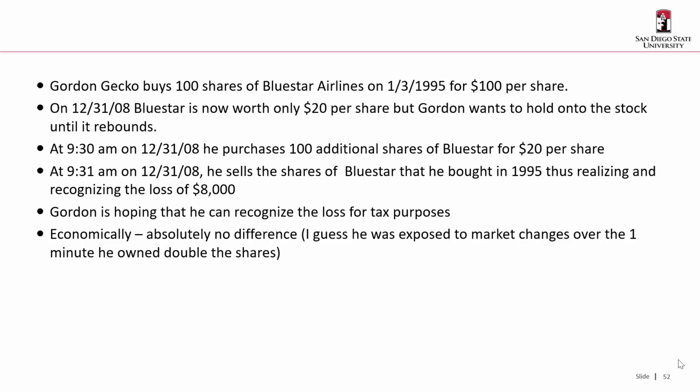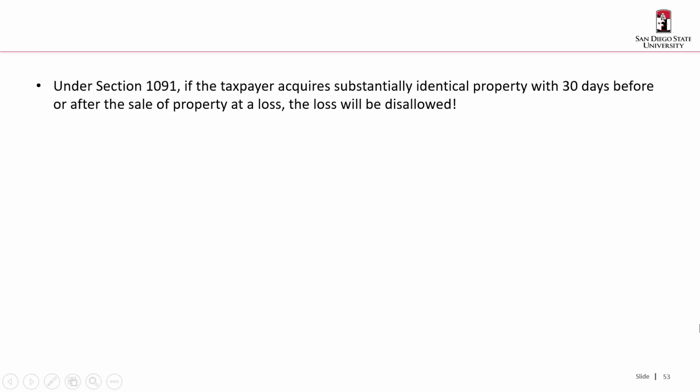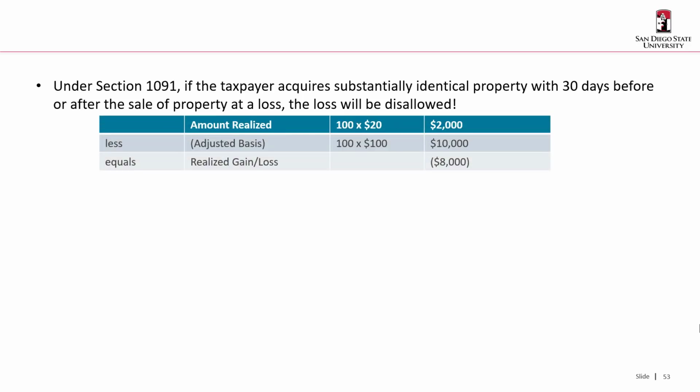Okay, so I believe where we left off was there was economically no difference in Gordon Gekko's situation. He owned 100 shares. He still owns 100 shares. He effectively was at no risk. The IRS doesn't really like this. So under Section 1091, if the taxpayer acquires substantially identical property 30 days before or after the sale of property at a loss, that loss will be disallowed. These are called the wash sale rules, and they apply primarily to securities.